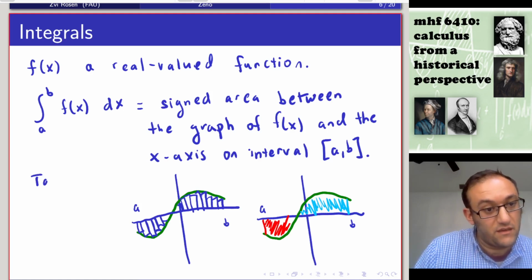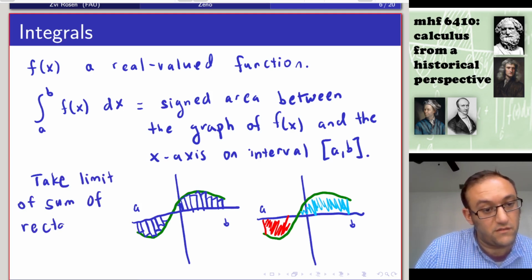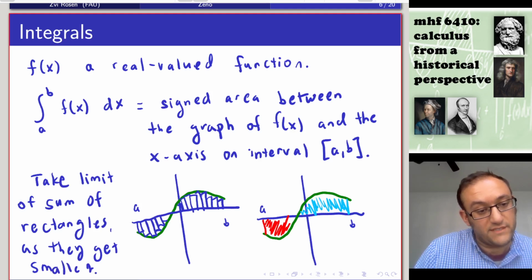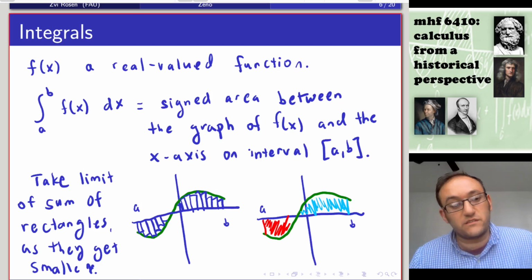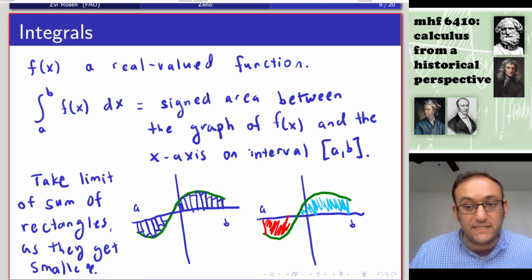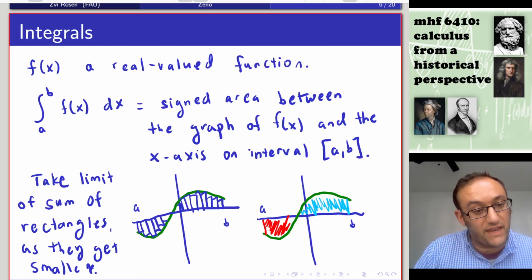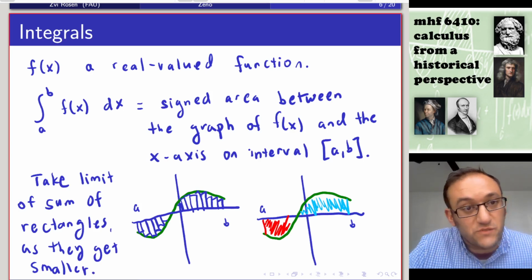Okay, so we take the limit of the sum of rectangles as they get smaller and smaller. Okay, so obviously I didn't give any of this a particularly full treatment. I'm just trying to refresh your memories from your calculus course so that as we talk about ideas coming up in ancient Greece and then later throughout history, we can see how they connect to what we know about the calculus. Okay, so thanks for your patience with that introduction.